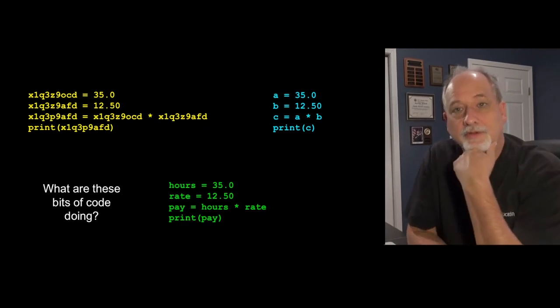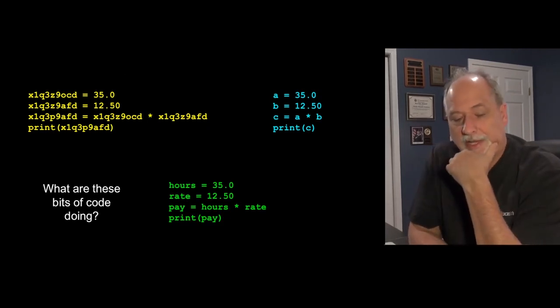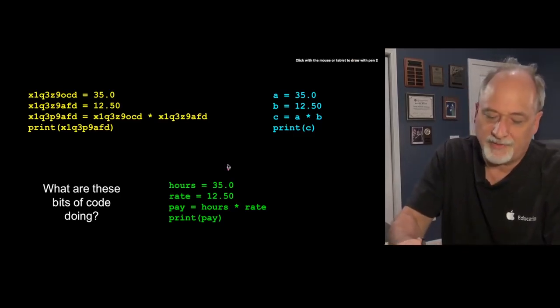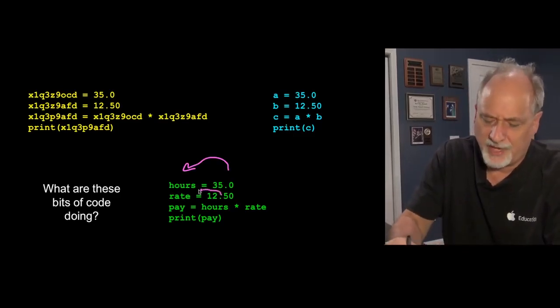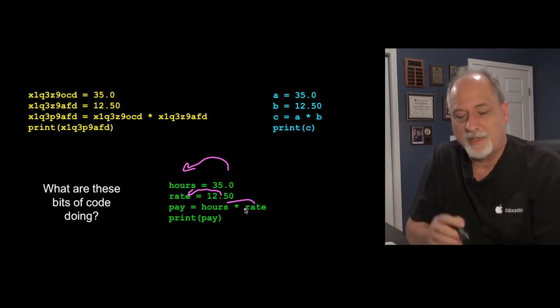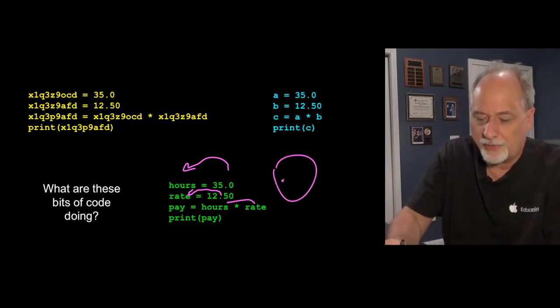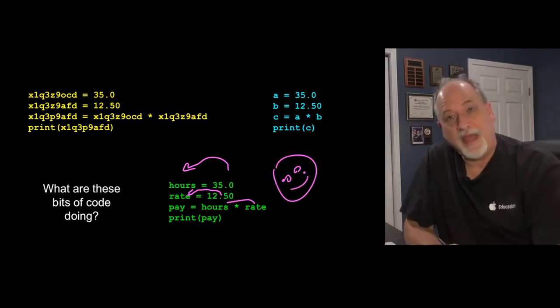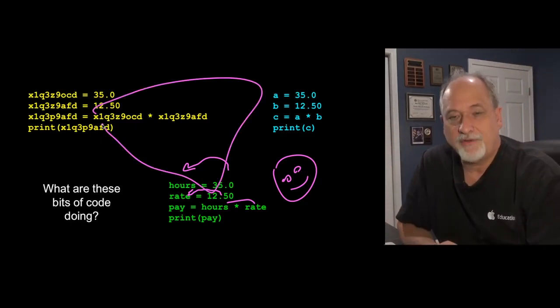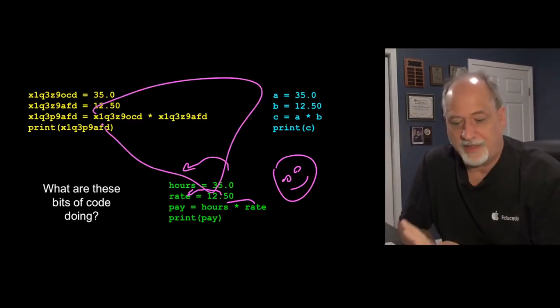Here, on the other hand, is another version of the exact same program. And now you think to yourself, oh yeah, now I get it. 35 is the number of hours, $12.50 is the rate, and then we're going to multiply the hours and the rate and come up with a pay, and we're printing out the pay. Whoever wrote this program is helping us greatly understand what's going on. And that's good. Again, all three of these are the same to Python. Choosing variable names in a way that helps your reader understand what's going on is a great thing.